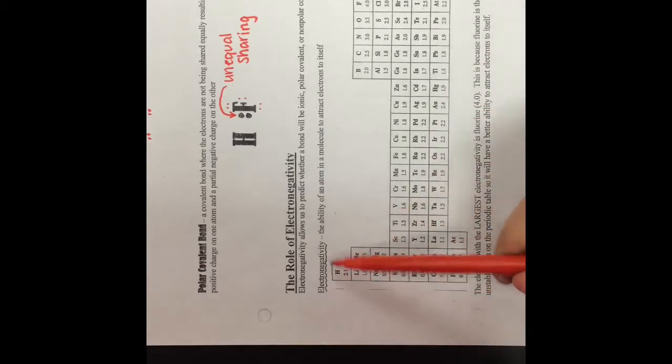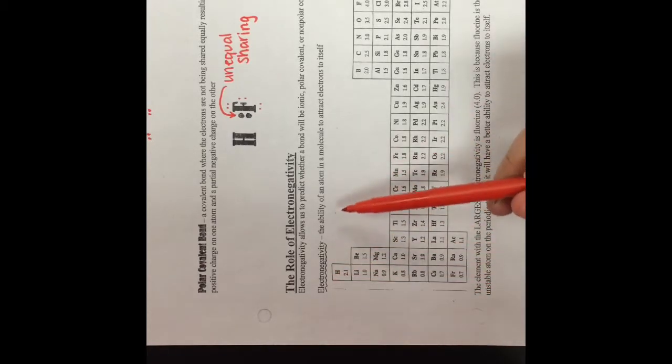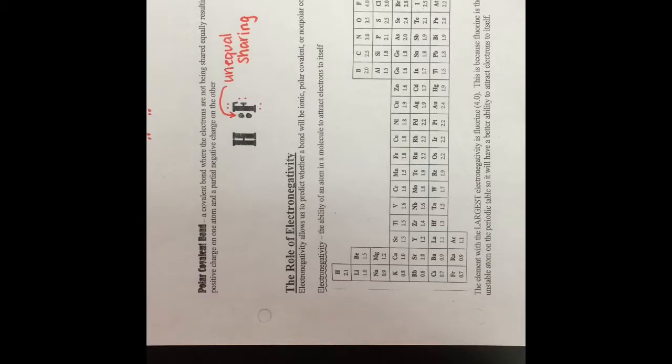Now you can see that the definition of electronegativity is the ability of an atom in a molecule to attract electrons to itself. Okay, so it's kind of like electron affinity, but we're not really going so far as to say gain an electron. That's more an ionic bonding thing. This is more about sharing, how well it can share electrons and whether or not it's going to hog electrons.